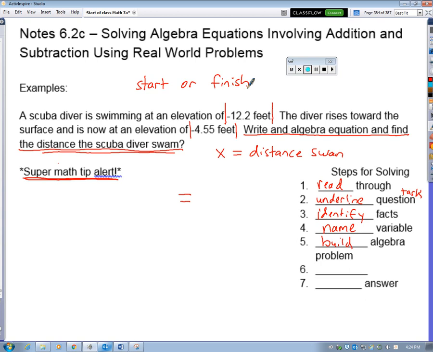In this story problem, we have both. See how it says they started swimming at this level and they ended at this level? That is good. We have both of them in this story problem. So if that's the case, we're going to go with the finish number. The last thing that happened is that the diver is swimming at this elevation. So I'm going to put that right over here: negative 4.55. This is where we ended. This is the finish. And over here on this side, we're going to build the equation to find out how we got to that point, how we got to this finish.